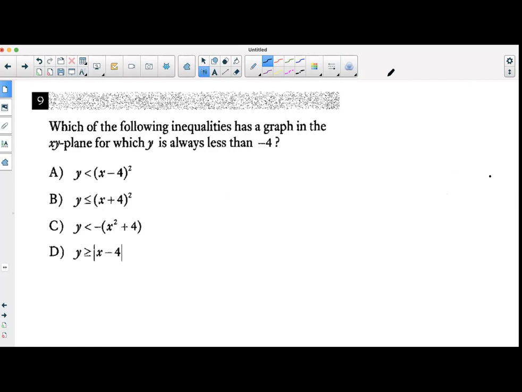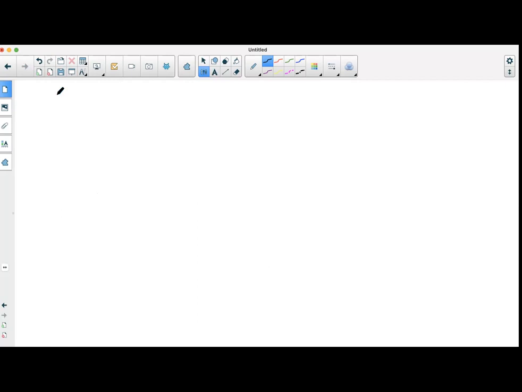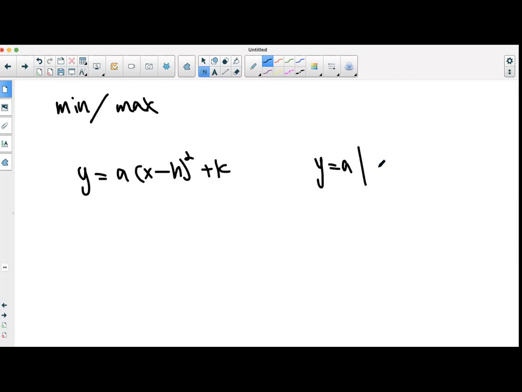Now, number 9. One thing that I want to talk about is this. You see the minimum and maximum, right? Minimum and maximum in absolute value and quadratic functions are actually, in both cases, important. So let me just give you a quick note on that one and then come back for this question. Min-max. If I have y equals a times x minus h squared plus k, and then y is equal to a times absolute value of x minus h plus k.